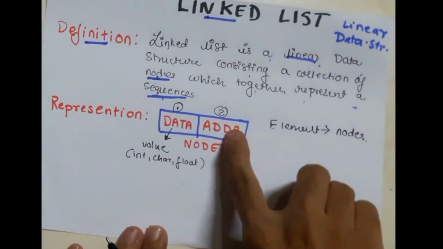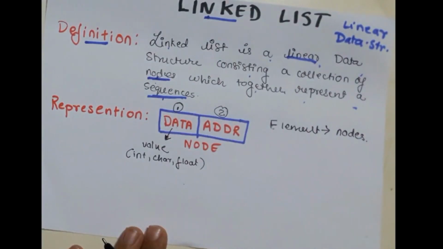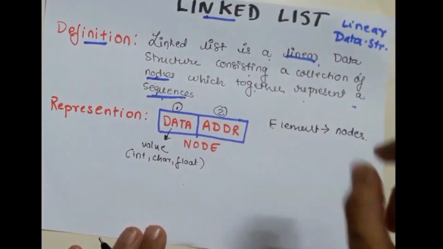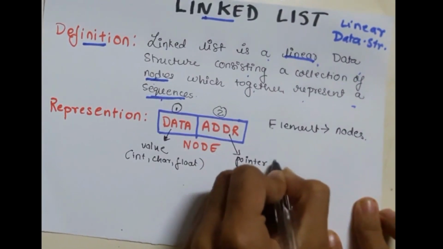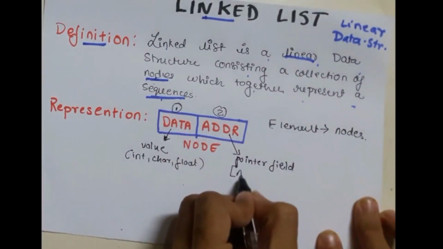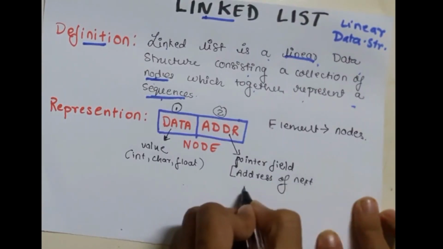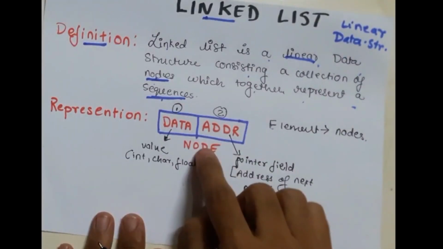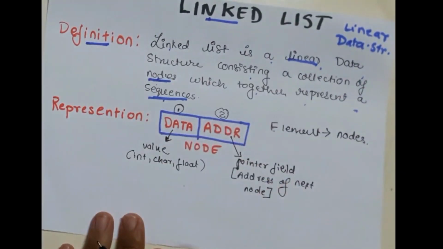Okay. And this is the address field. This address field will consist of the address of the next node. So this is a pointer field. This will point to the next node. Address field is nothing but a pointer field. Okay. And this will contain the address of the next node. Okay. So this is a node. A node consists of two fields: data field and address field, which is also called as pointer field.